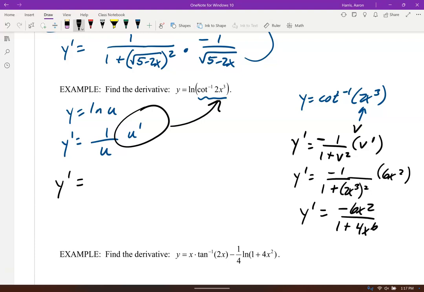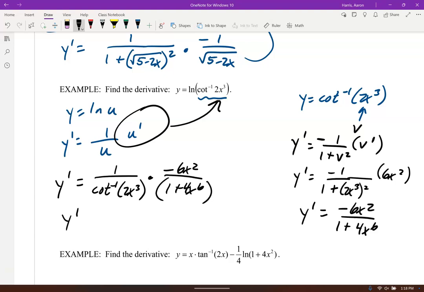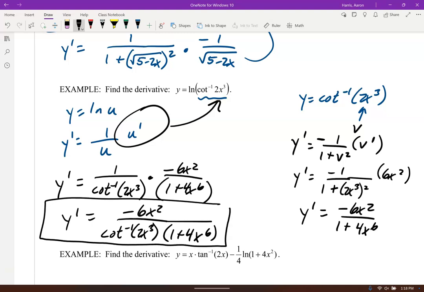So y prime is just 1 over the arc cotangent, 1 over u, right? 1 over that. And then we took the derivative of the arc cotangent on the side. That was the negative 6x squared over 1 plus 4x to the 6th. So this derivative is just negative 6x squared over the arc cotangent of 2x cubed times 1 plus 4x to the 6th. Again, 1 over u times u prime. But I had to go to the side and find the derivative of that arc cotangent of 2x cubed.